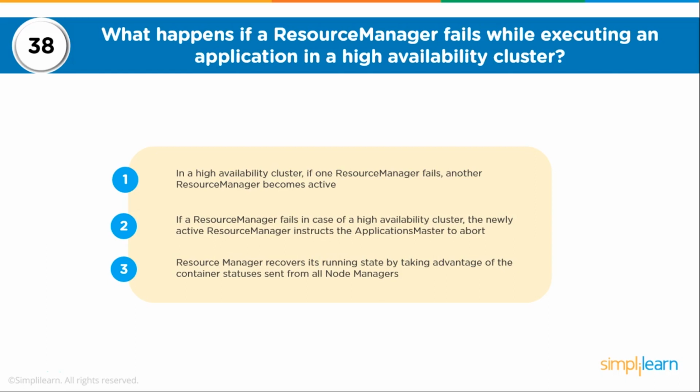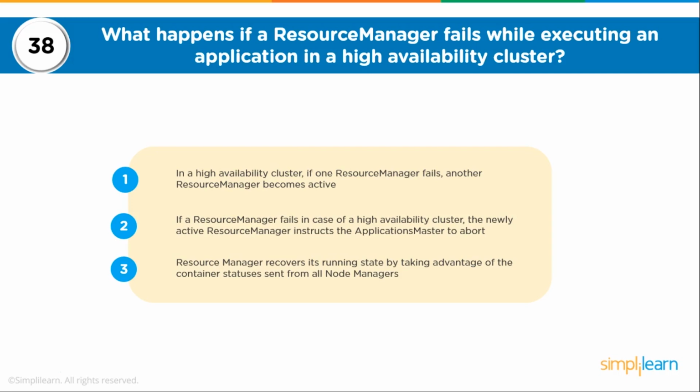So in a high availability cluster, we know that we would have two resource managers, one being active, one being standby, and ZooKeeper, which is keeping track of the server states. So if an RM fails in case of high availability, the standby will be elected as active, and your standby resource manager would become the active one.